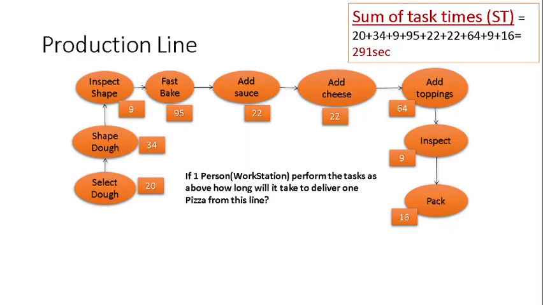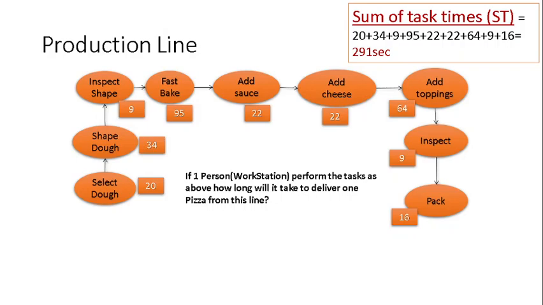The first question is, if I have only one person or one workstation that undertakes the whole set of tasks, can you imagine how much time it will take to deliver one pizza from this line? Is it going to be 50 seconds, 100 seconds? What do you think?